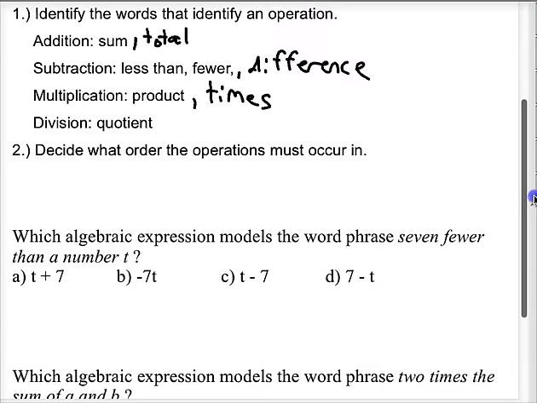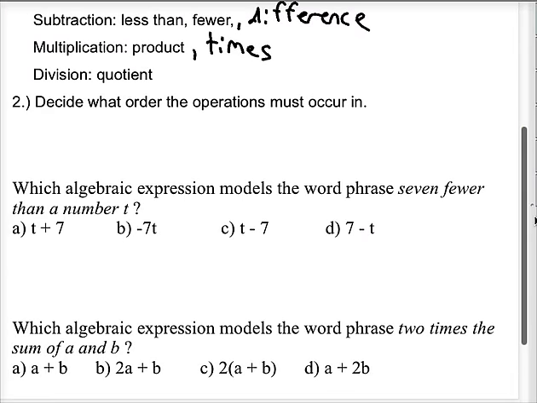So for example, which algebraic expression models the word phrase 7 fewer than a number t? So we want 7 fewer than t. So fewer than. Hopefully you can pick up on the fact we're talking about subtraction. Now the big thing here is to make sure that we're subtracting the right way. So 7 fewer than t means we're starting with t and we need 7 fewer than that.